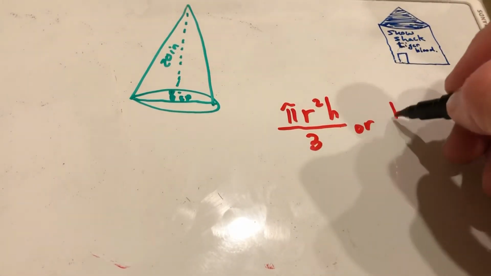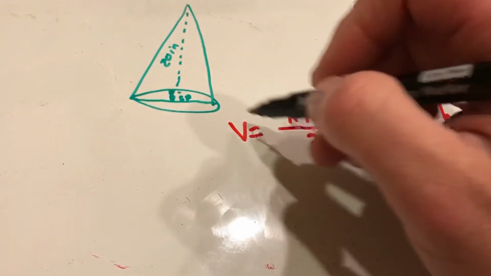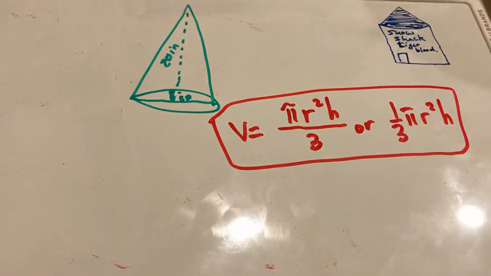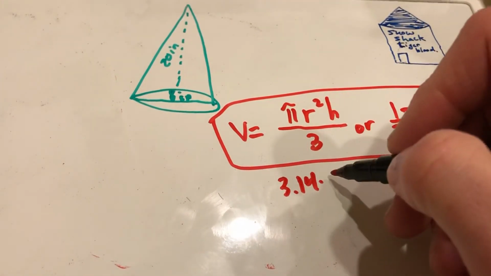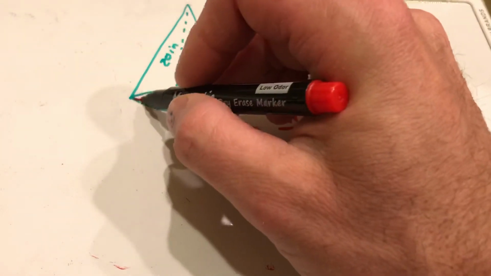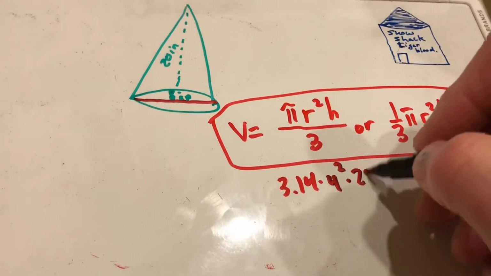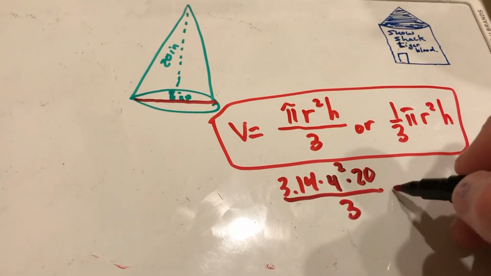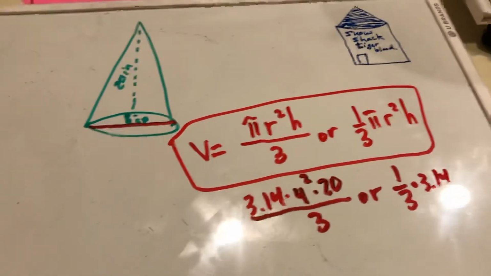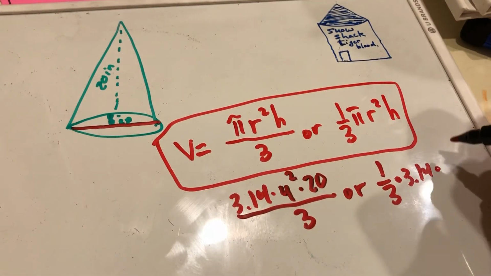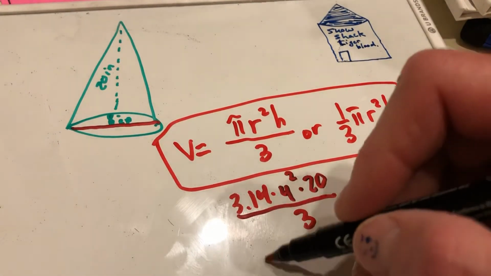Or 1/3 pi r squared h. So volume is either one of these formulas, my friends, okay? Either one. So here we go. 3.14 times the radius squared, which is not 8, it's 4, times the height divided by 3. Or you could do 1/3 times 3.14 times 4 squared times the height. Both of these are going to get you the answer.